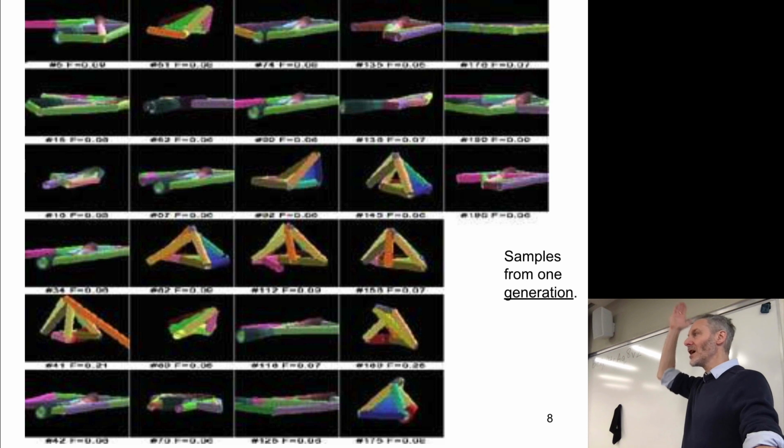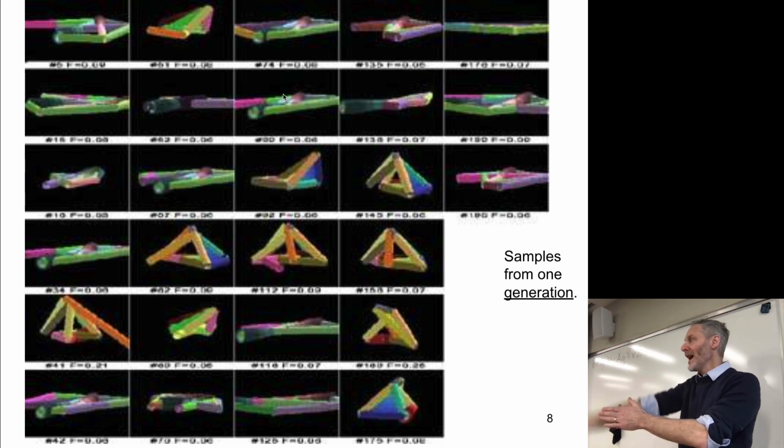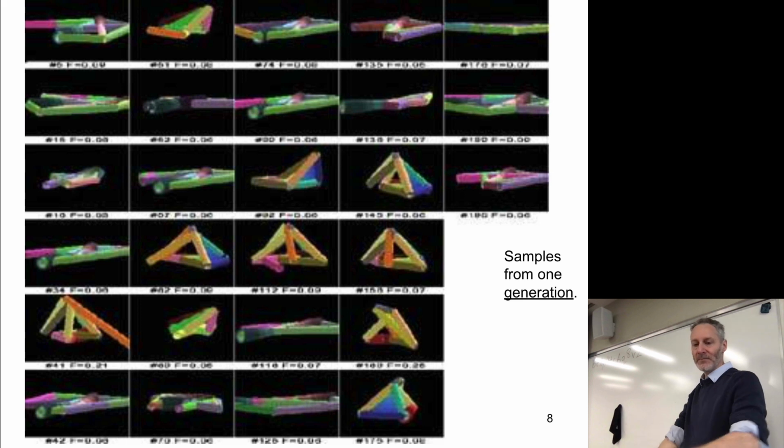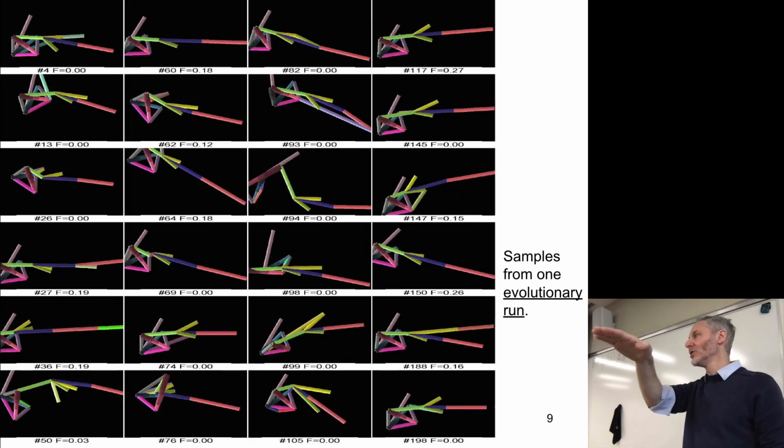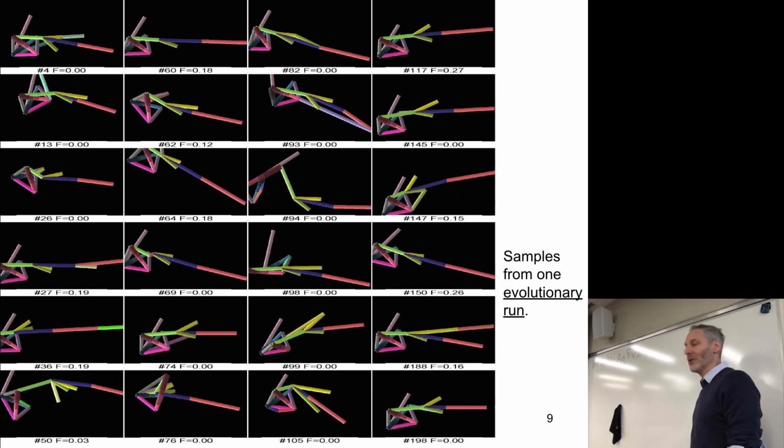This is a horizontal cut through an evolving population. So evolution is running. At some point, they paused evolution and looked at all the bodies and brains at that point in evolutionary time. Sorry, that's a vertical cut. Here's a horizontal or longitudinal cut through the same evolutionary run.